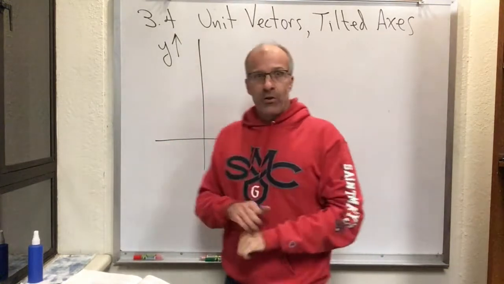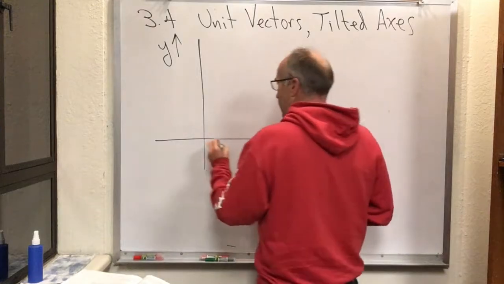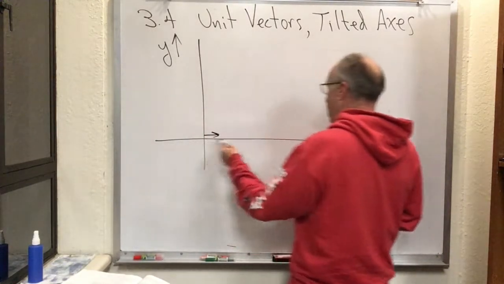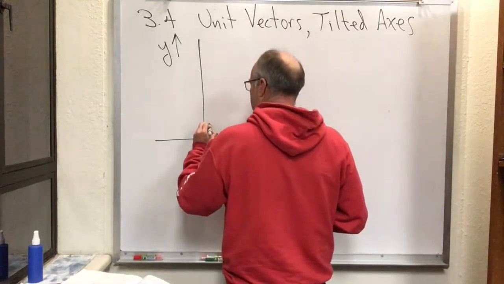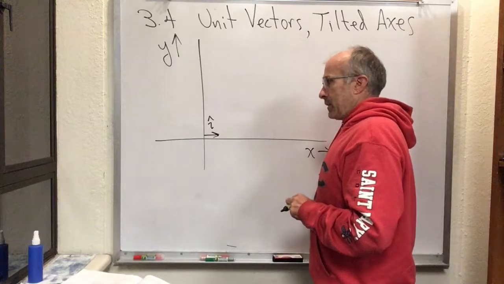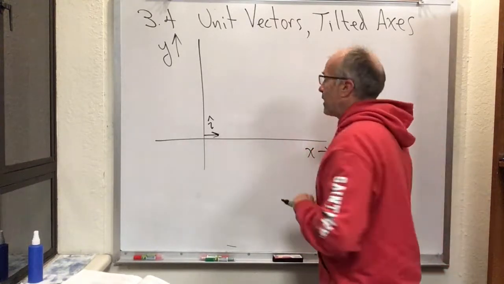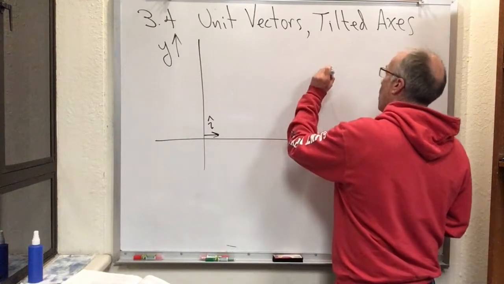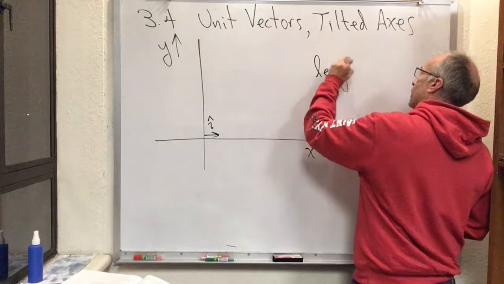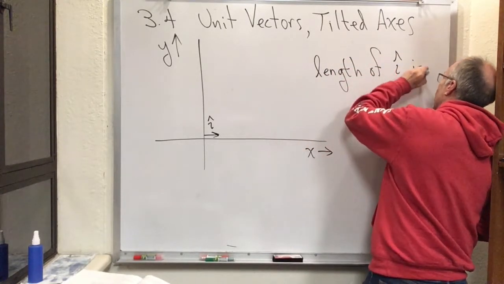And now I'm going to introduce a concept, an abstract concept. I'm going to introduce the idea of a little vector that points along the x-axis, and I'm going to call that little vector i hat. Now this little vector is going to have a strange property. It is going to have length 1. So the length of i hat is 1.